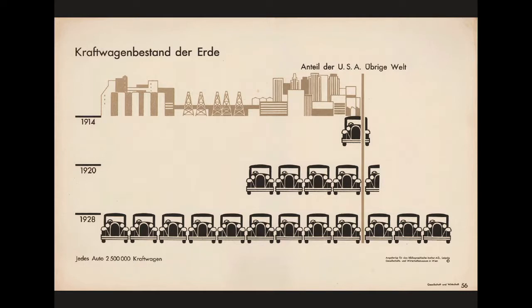In comparison, this chart from the same publication, if you don't read German, at least you know it's about automobiles. You know it's something about cars and the increasing number of them. And then if you notice that it says USA at the top, you can perhaps work out that to the left of the line is the USA, and on the other side is the rest of the world.